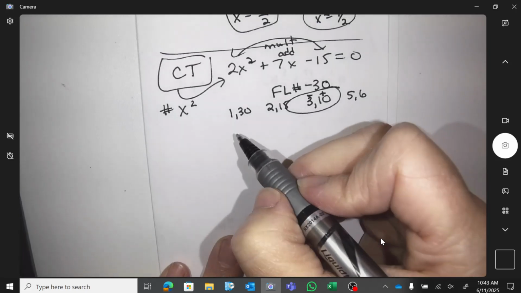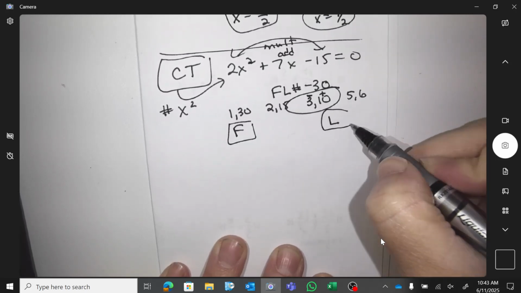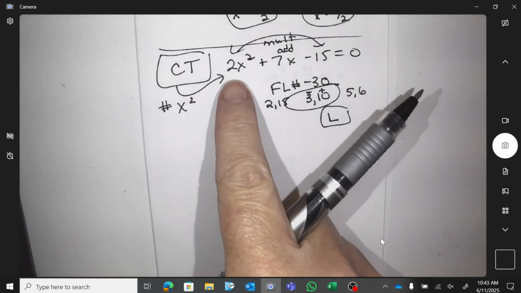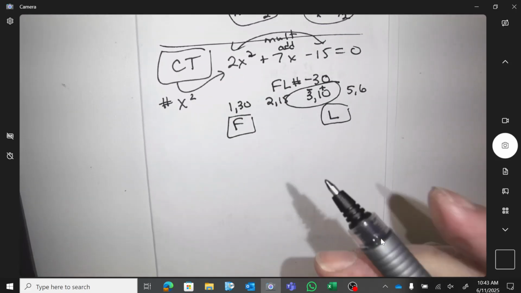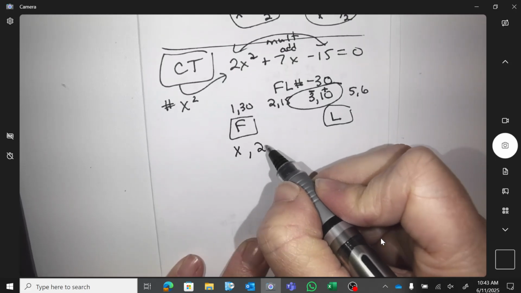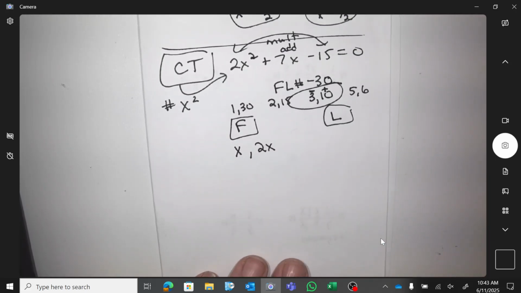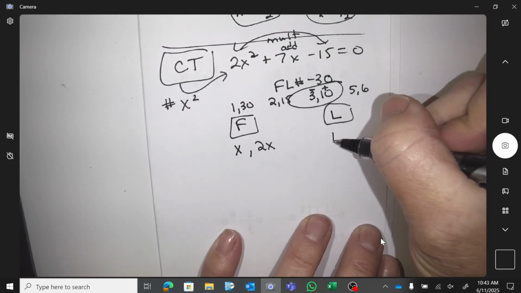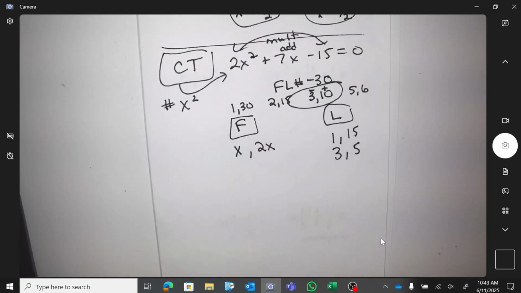Now I want to separate F and I want to separate L. How can I possibly get this F? How can I make a 2x squared by multiplying something? The only option for me to go with is x times 2x. That's it. How could I multiply to the 15 at the last? I could try 1 times 15, or I could try 3 times 5. Those are my options.